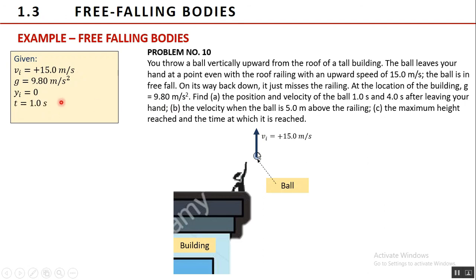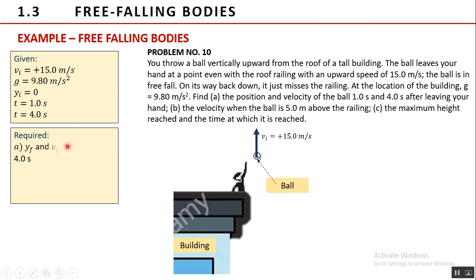g is 9.8 meters per second squared. We set initial position y sub i to 0, since we choose the thrower's hand as the origin. And we have two indicated times, 1 second and 4 seconds. Required quantities are the final position and final velocity at 1 second and 4 seconds, the final velocity when the position of the ball is 5 meters above the railing, and the maximum height and the time it reaches this position.